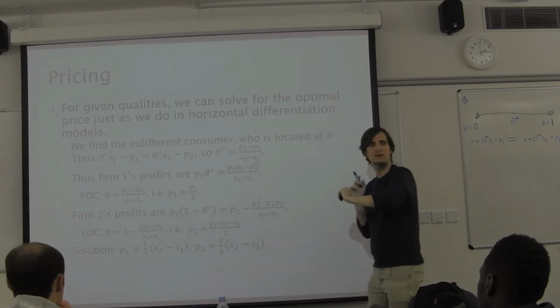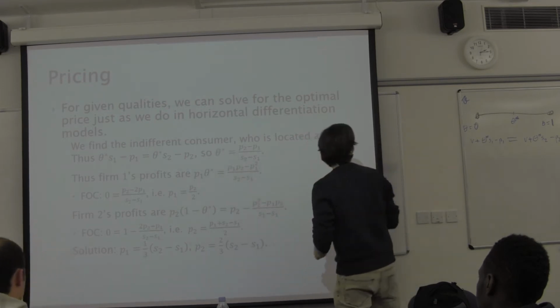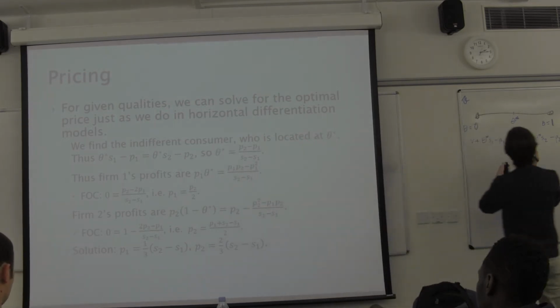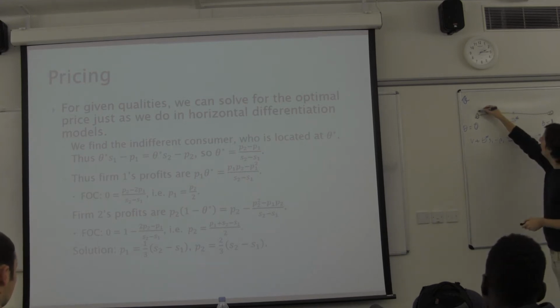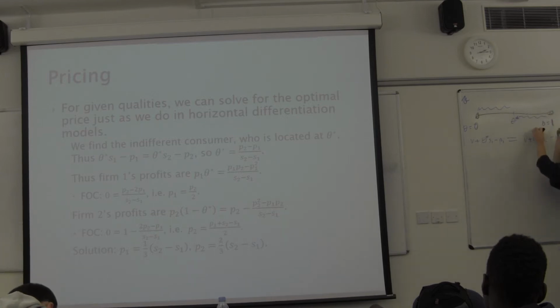Is that clear? Okay, so we know where the indifferent consumer is. So if this is where the indifferent consumer is, then all of these guys, they're going to buy from Tesco, and all of these guys, they're going to buy from Sainsbury's. Anyone to the left of the indifferent consumer must prefer the low quality firm, anyone to the right of it must prefer the high quality firm.